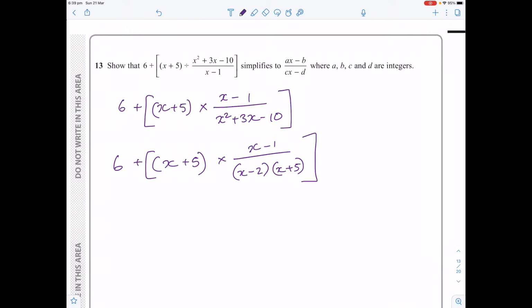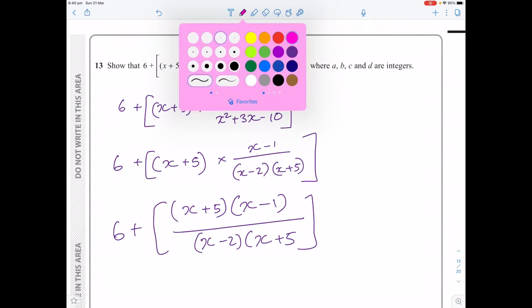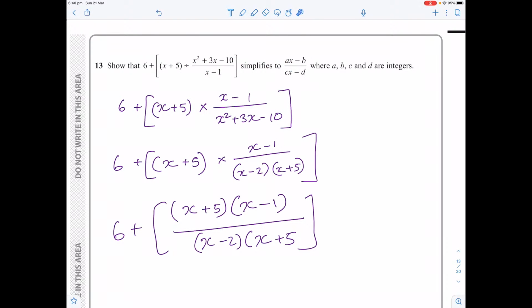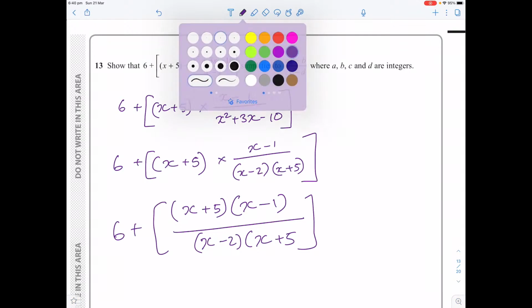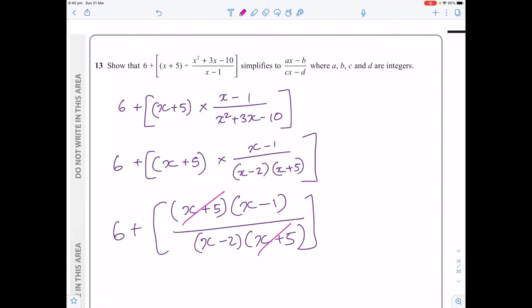And then, if you look at this, we can combine them together. So we can put this and this together. Okay? So, what does that look like? That will be x plus 5, and then x minus 1, and then x minus 2, and x plus 5. Now, before going further, you can see that we have 2 brackets which are exactly the same, and we can cancel out these brackets. Oops, I'm getting the colors wrong here. We can cancel out these brackets, so x plus 5 and x plus 5 will cancel out.